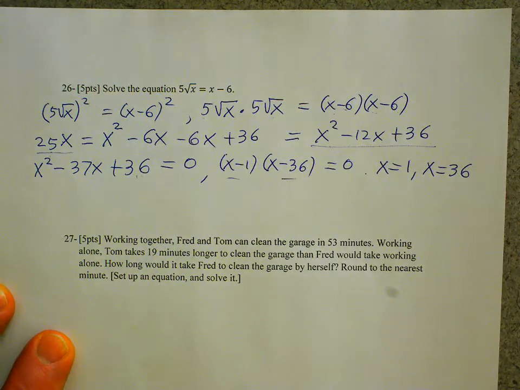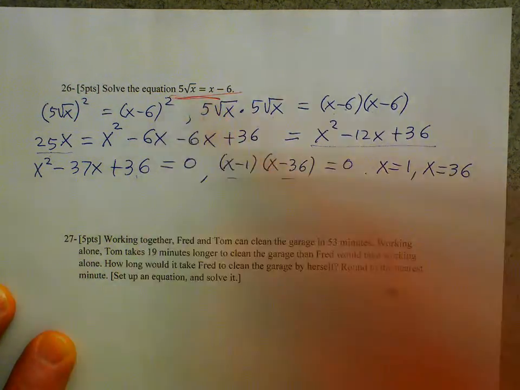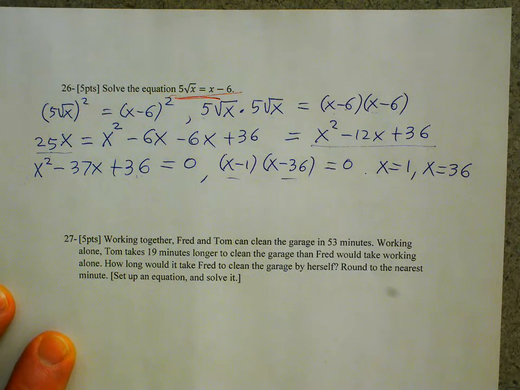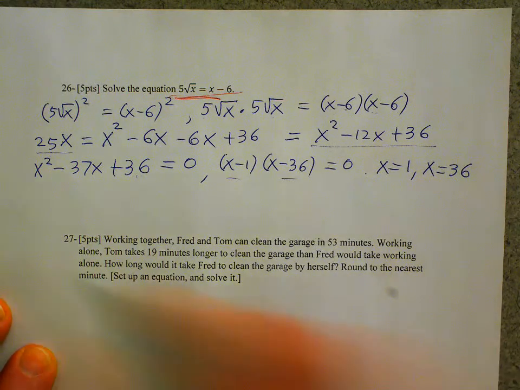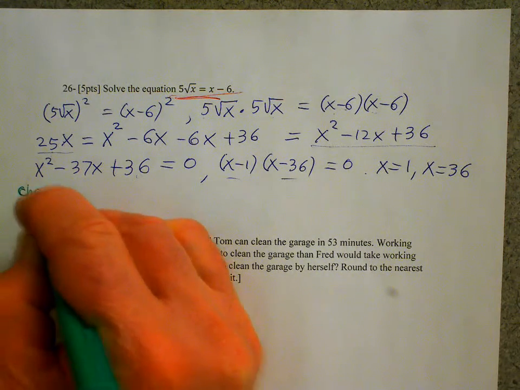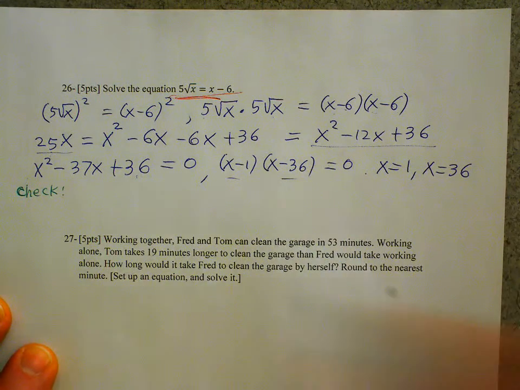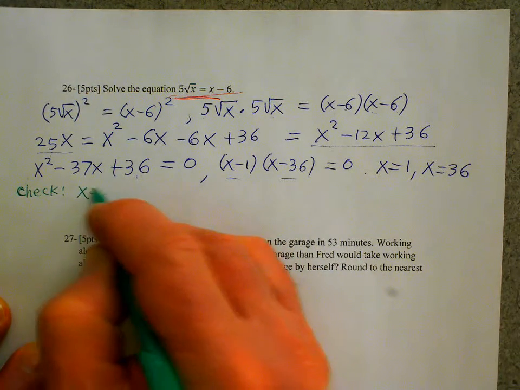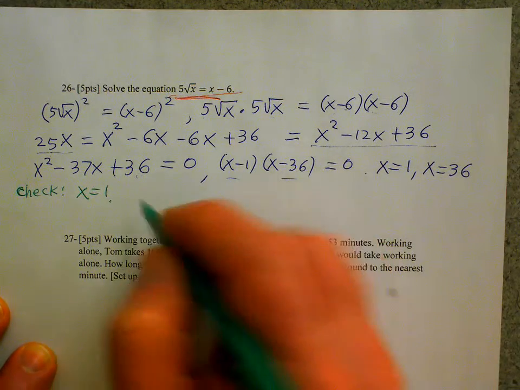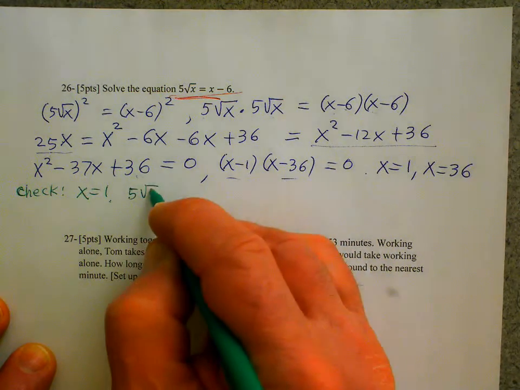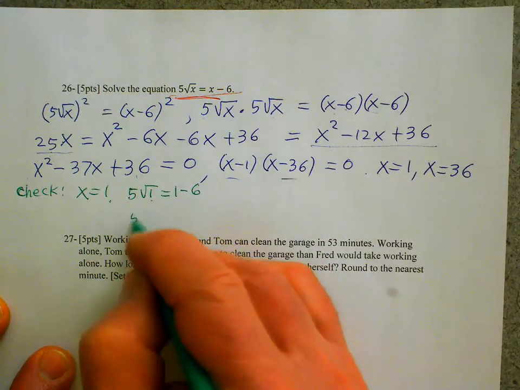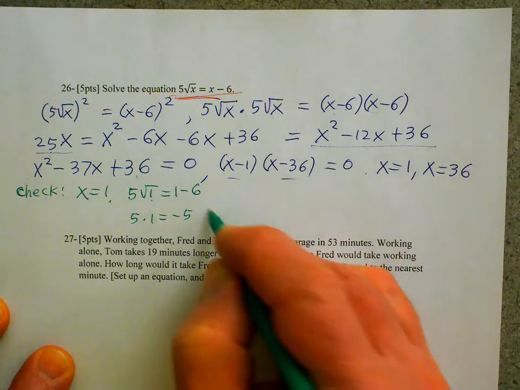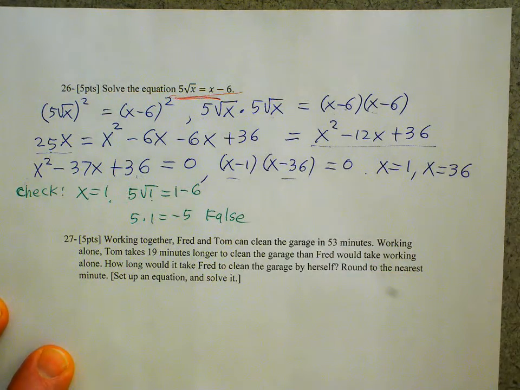But remember what we started with. We started with that equation, 5 times the square root of x equals x minus 6. So we need to check the answers. You can pretty much tell by looking, but we'll write it down. So when we check x equals 1, we get 5 times the square root of 1 equals 1 minus 6. The square root of 1 is 1, so 5 times 1 equals negative 5 is false. So x equals 1 is not a solution.